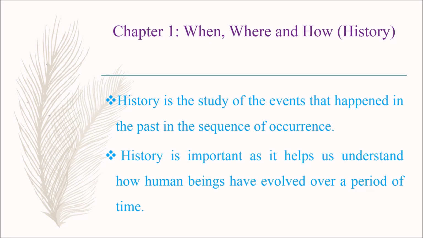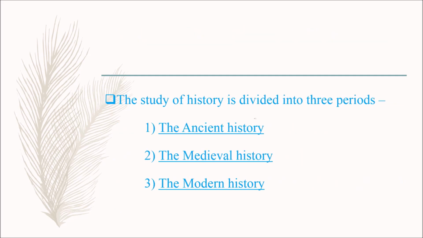History is important as it helps us understand how human beings have evolved. Evolved means developed over a period of time. The study of history is divided into 3 periods. The first one, the ancient history. The second one, the medieval history. And the third one, the modern history.